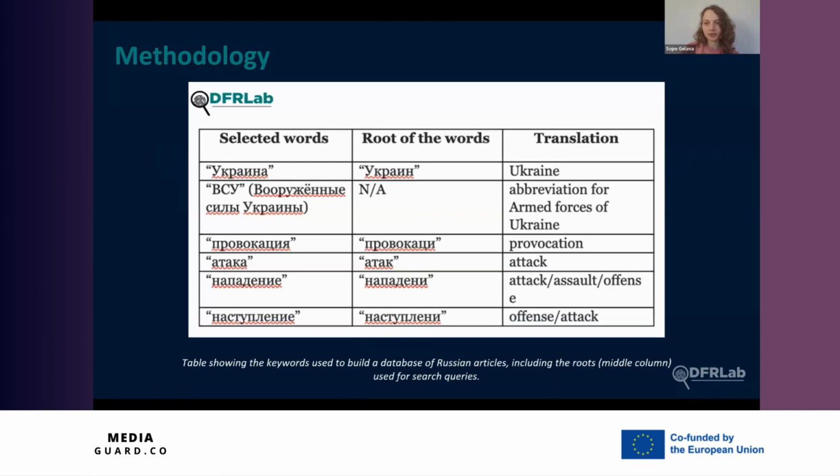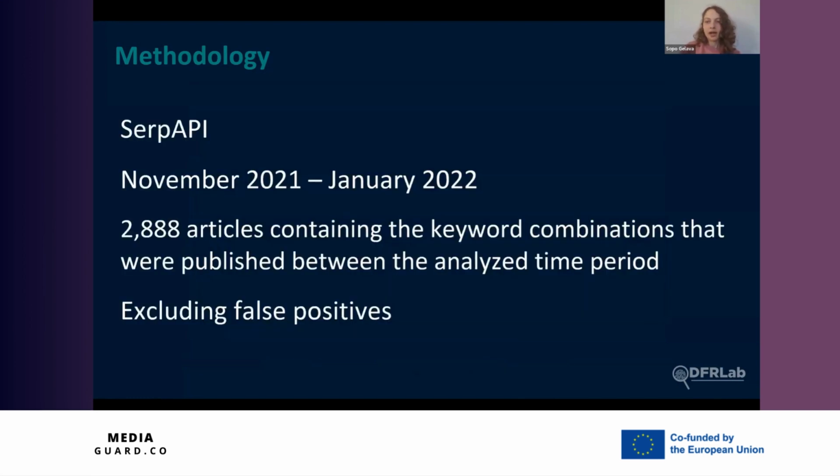And these were the keywords we analyzed. Of course, because of Russian grammar, we used the roots of the words: Ukraine, the abbreviation for the Armed Forces of Ukraine, provocation, and three different words that were frequently used in Russian media to describe attacks. So attack, assault, offense, attacks, different words in Russian. And the time period of this research was November 2021 to January 2022.